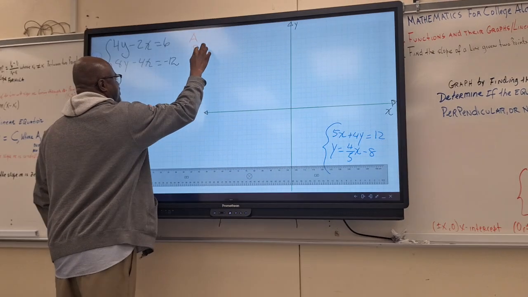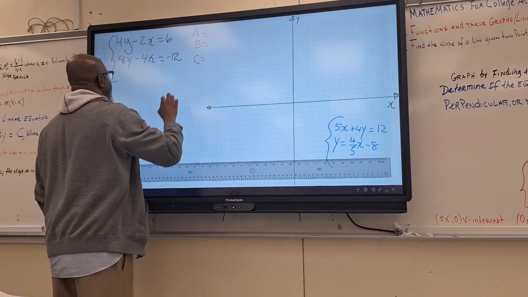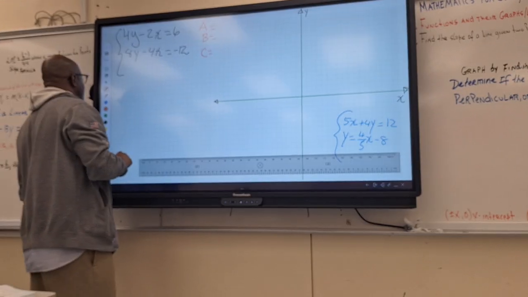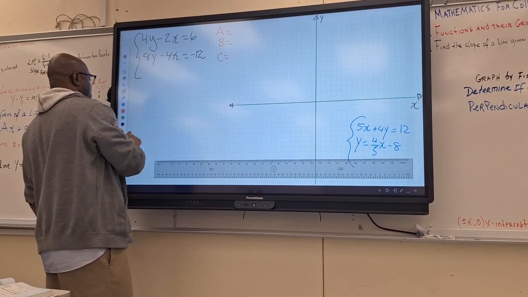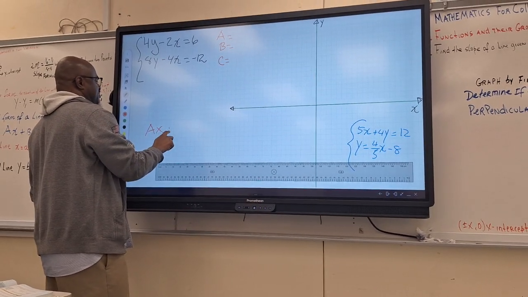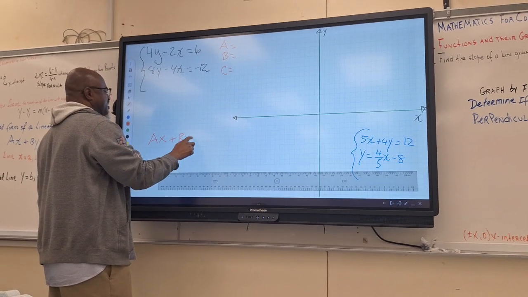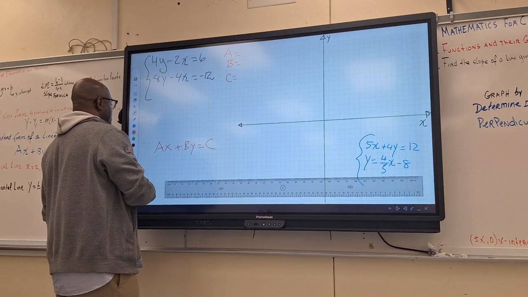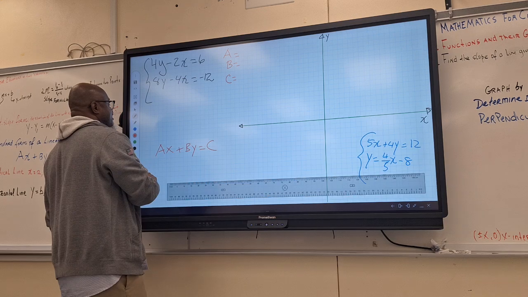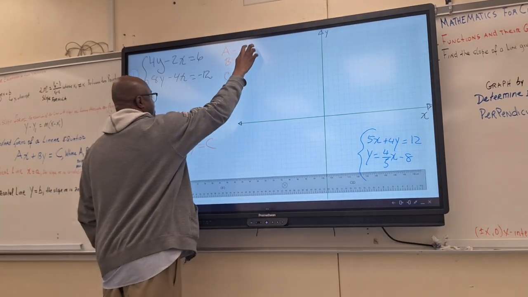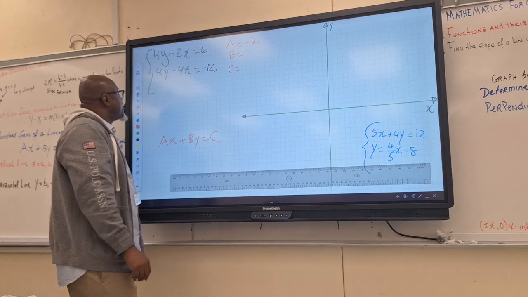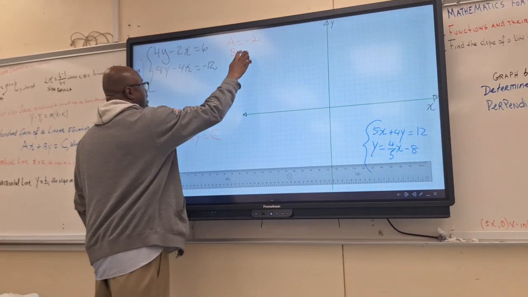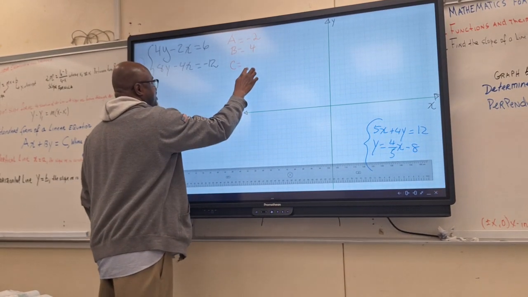Let's look at the first equation. What is A? Be careful. It goes as Ax plus By equal to C. In this case, what is A? Negative 2. Your A is always the number in front of the x. What is your B? 4. And what is C? 6.